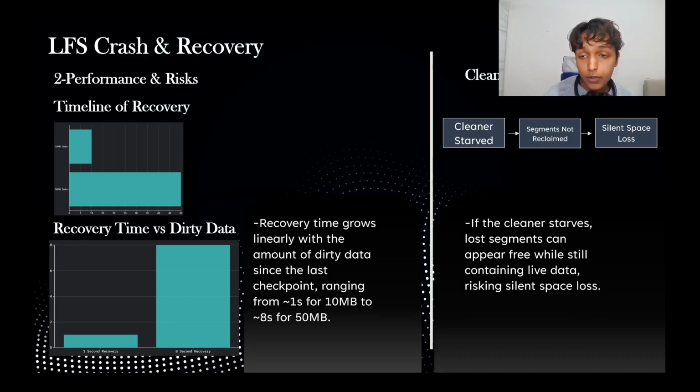And this graph, as you can see here, shows the difference clearly. Journaling has very stable recovery time, usually under 1 second, because the journal is small. But the log structured file system recovery grows with workload from 1 to 8 seconds, which is too much because it must roll forward entire segments. This is a scalability trade-off depending on workload.